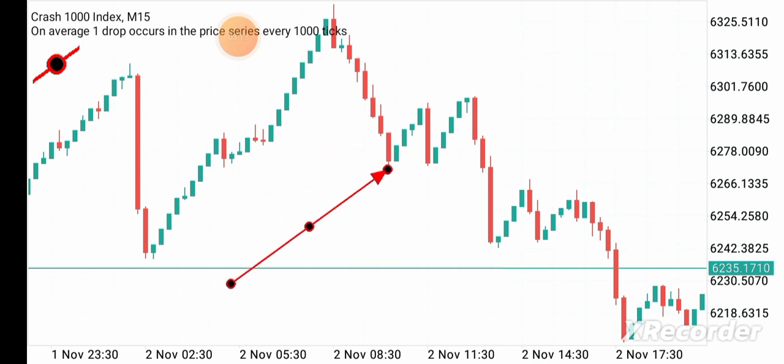Now, what are the rules? The first thing we have to consider in this particular strategy is the location, the position of this particular pattern on the chart. Where is it? Is it at the resistance? Is it in the middle of nowhere? Is it at the support zone? We need to consider that before thinking of placing the trade.